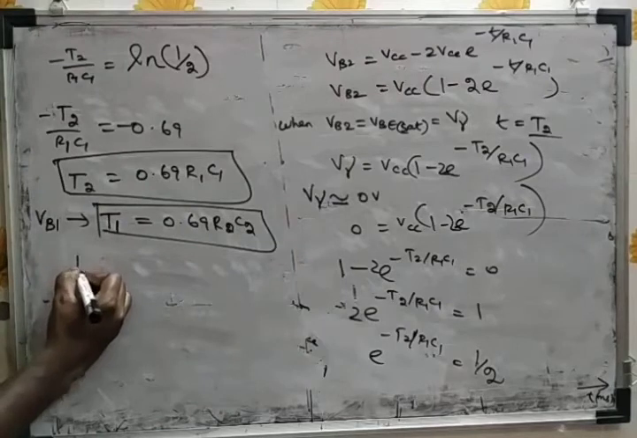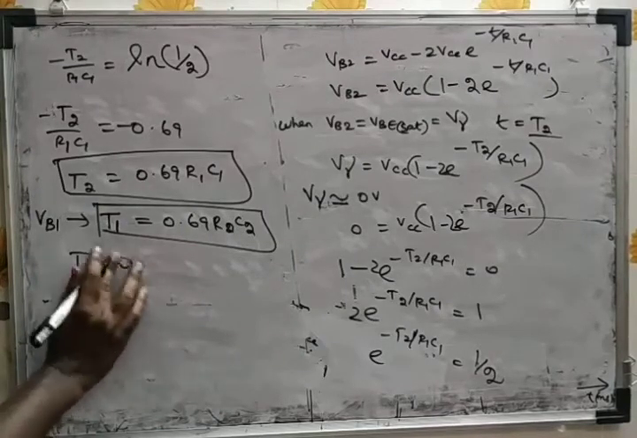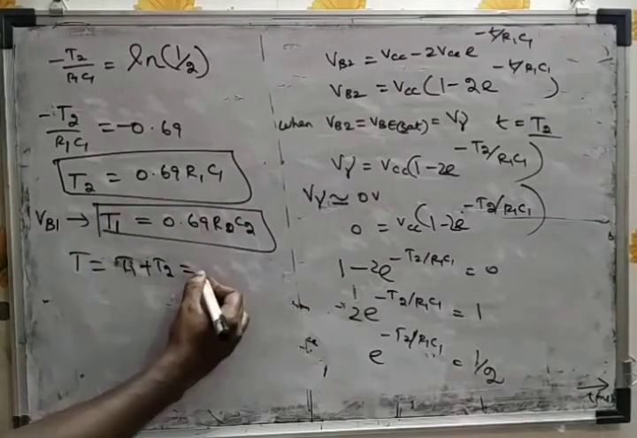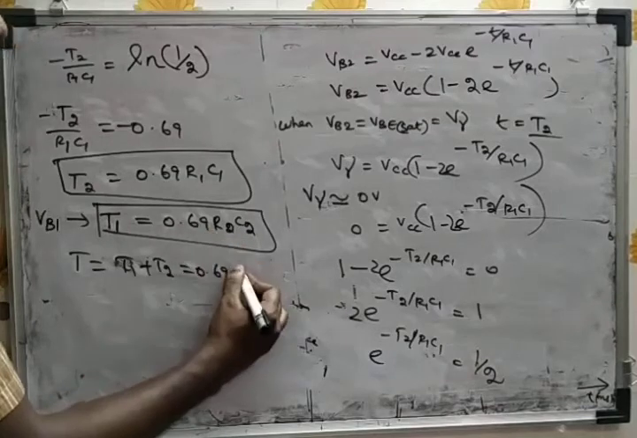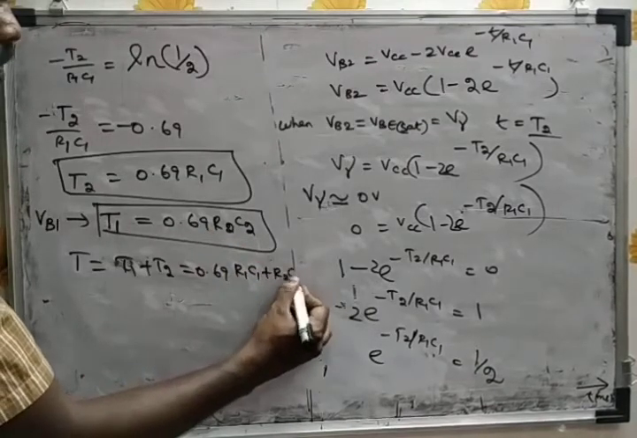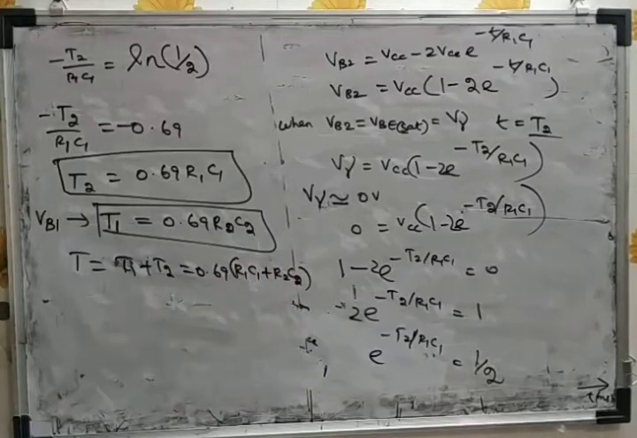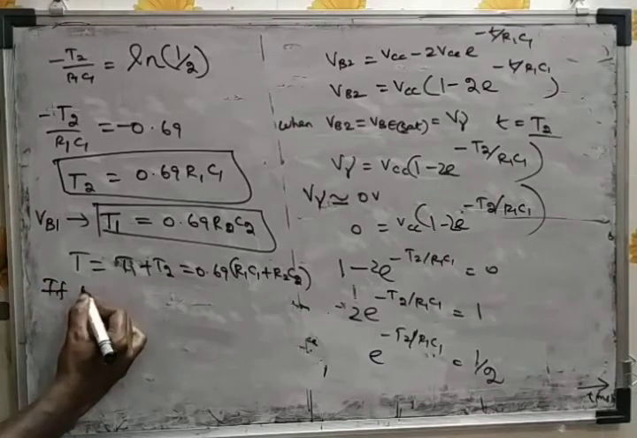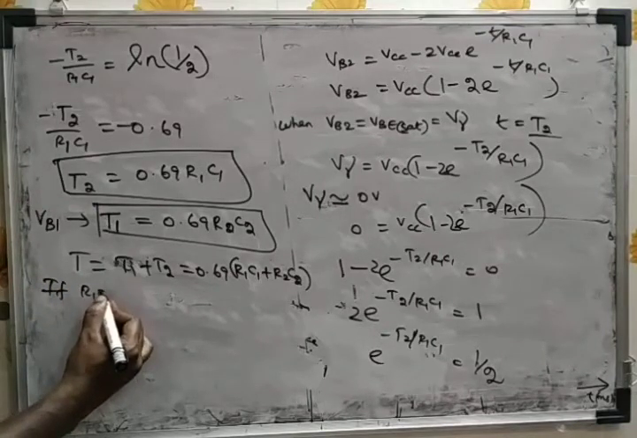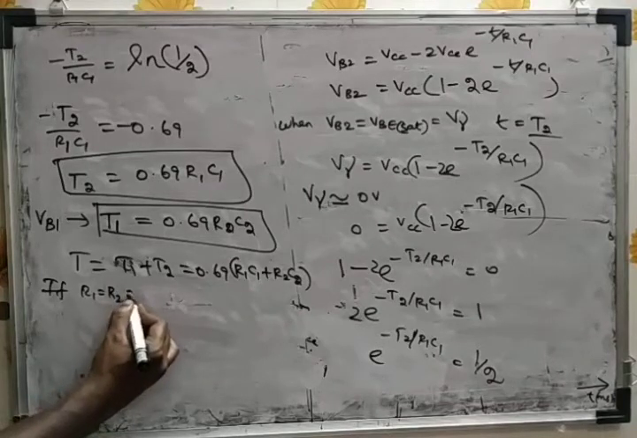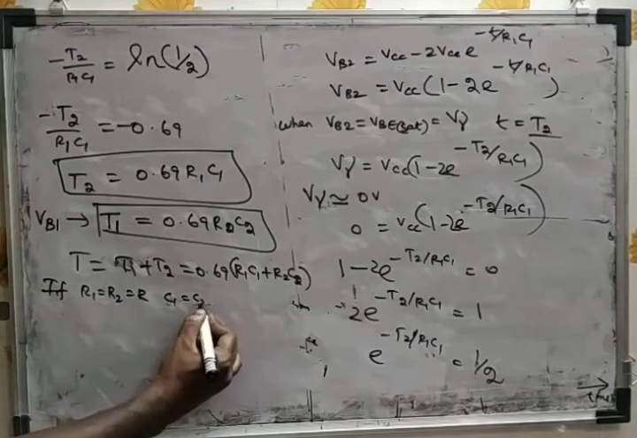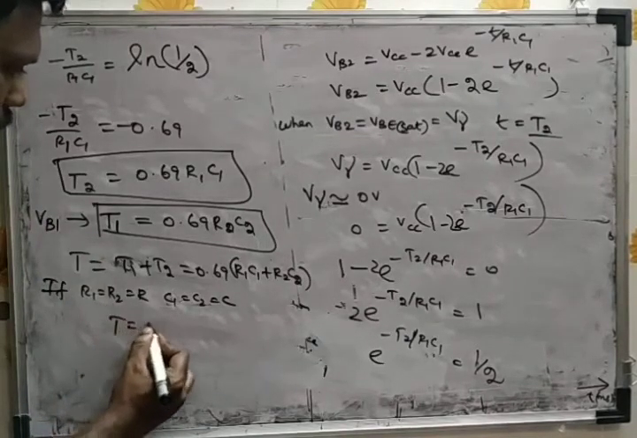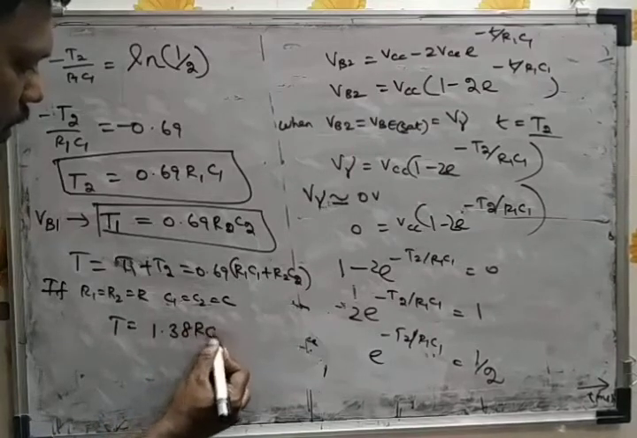So the total time period T is equal to T1 plus T2, which is equal to 0.69 into R1 C1 plus R2 C2. So if R1 equal to R2 is equal to R and C1 equal to C2 is equal to C, you will get T is equal to 1.38 RC.